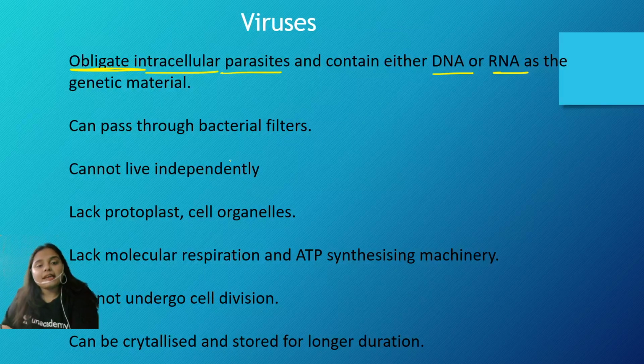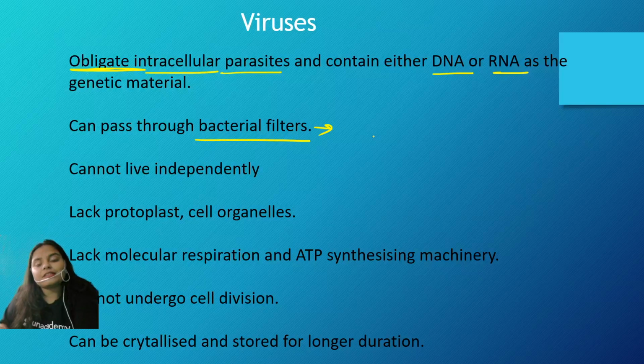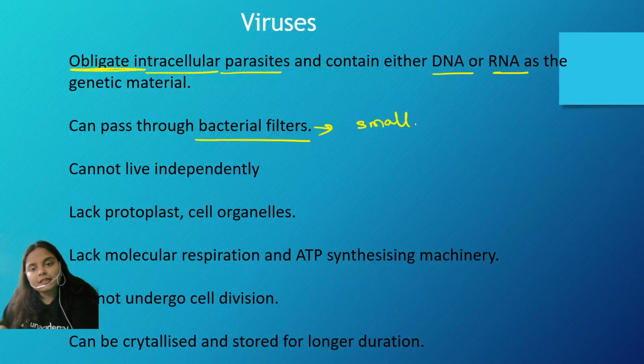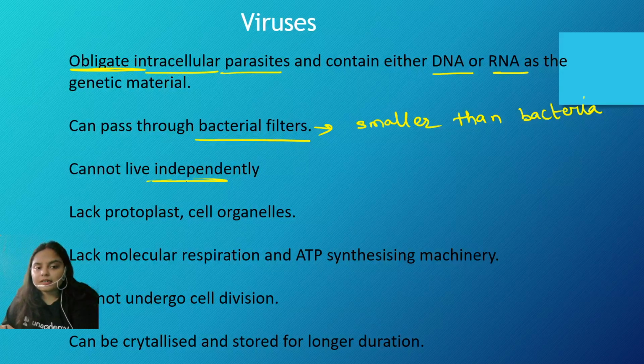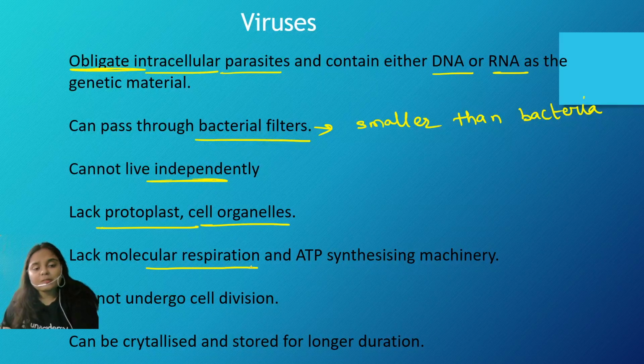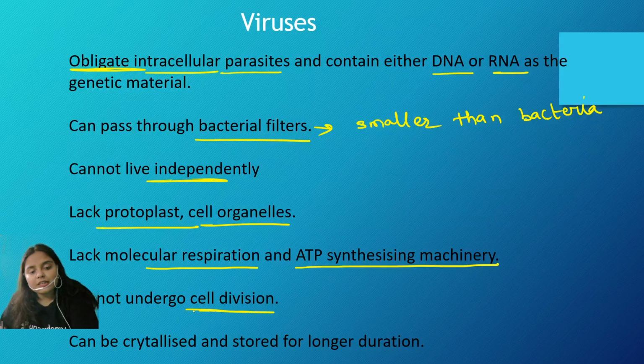Then they can pass through bacterial filters. That denotes that they are smaller than the bacteria. And we know that they cannot live independently. They do not have any living structures like the cell organelles or the protoplast. Neither do they have the molecular respiration pathway or the ATP synthesizing machinery. They don't have any of them, and they cannot undergo the process of cell division.